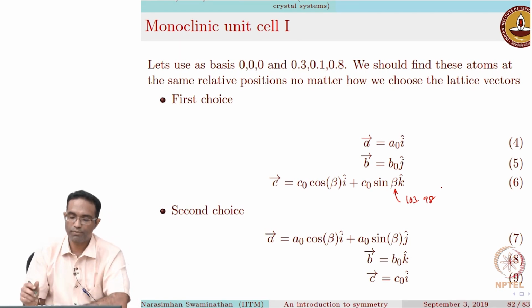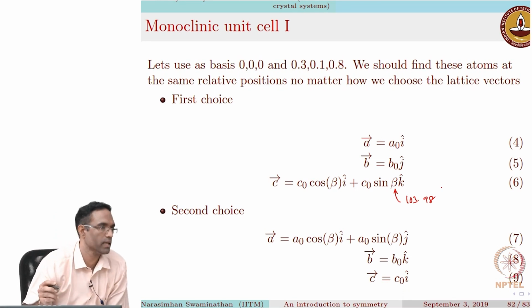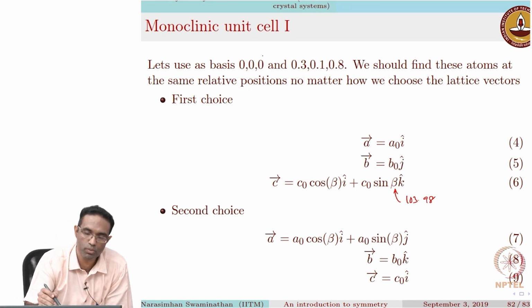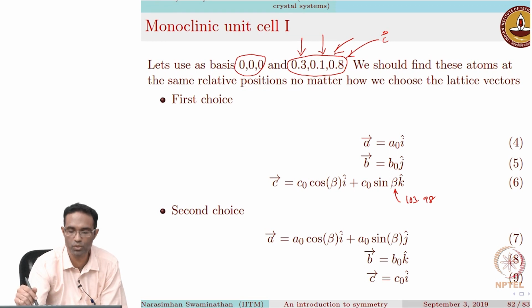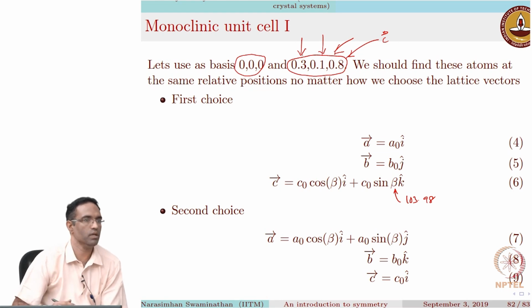So what we are going to do is not generate the entire crystal structure. I'm going to choose two basis atoms, one at 0, 0, 0, the other at 0.3, 0.1, and 0.8, and show you that no matter how I choose my lattice vectors, the position of this point relative to A, B, and C will be the same. 0.3 corresponds to the A lattice vector, 0.1 to the B lattice vector, and 0.8 to the C lattice vector, right? So no matter how I choose my lattice vectors, this will be in exactly the same spot relative to A, B, and C.